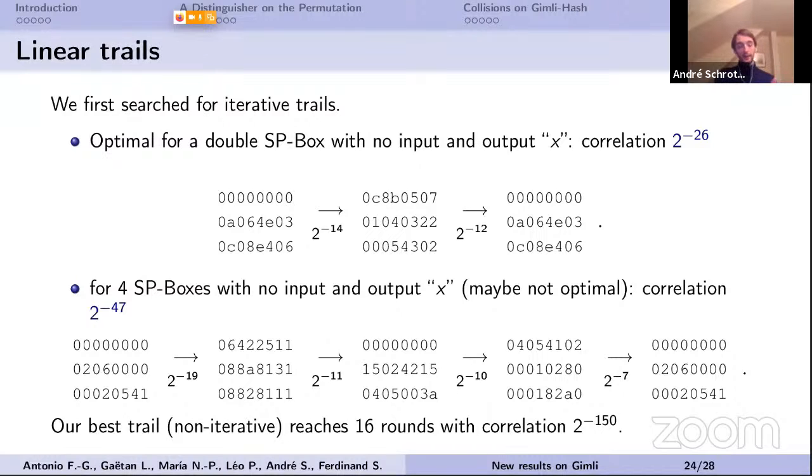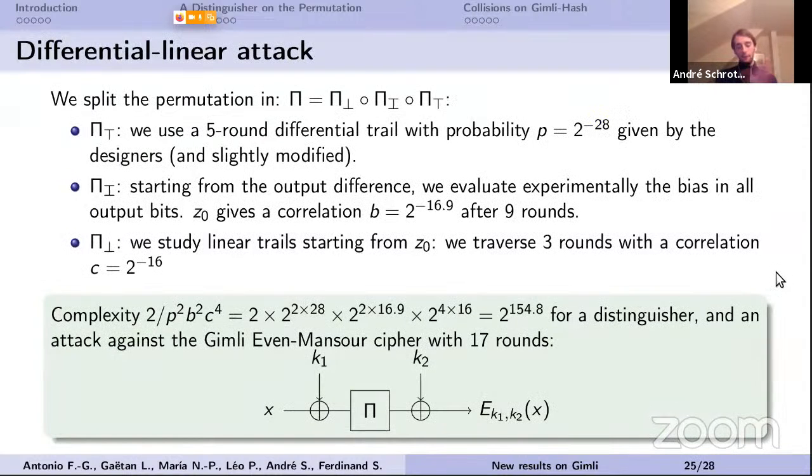In order to attack more rounds of Gimli with statistical properties, so linear and differential, we used a differential-linear attack, which consists in using a high probability differential trail and a high probability linear trail together. So we split the permutation in 3 parts. Here we attack a 17-round version of it.